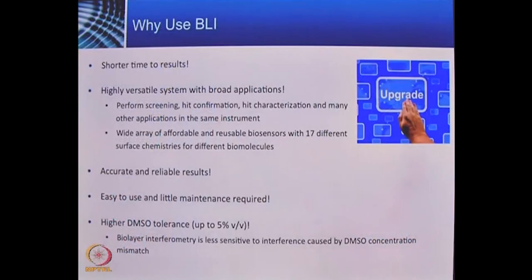The benefit of using BLI technology or even the Octet platform in your research is that it allows you to perform your analysis in a short time. The platform is very straightforward and very easy to use. Lastly, if you're working with small molecule samples, this system allows you to analyze samples in DMSO up to 5% concentration. I wish that after going through this lecture, you have a better understanding of BLI technology and also understand how this technology will help you in your protein research.